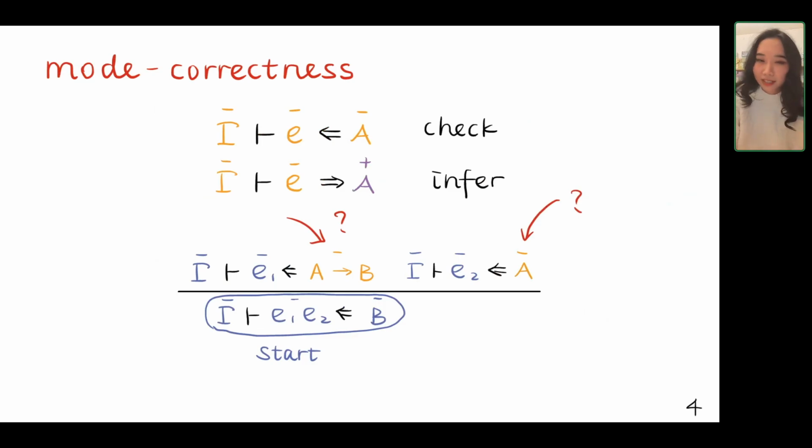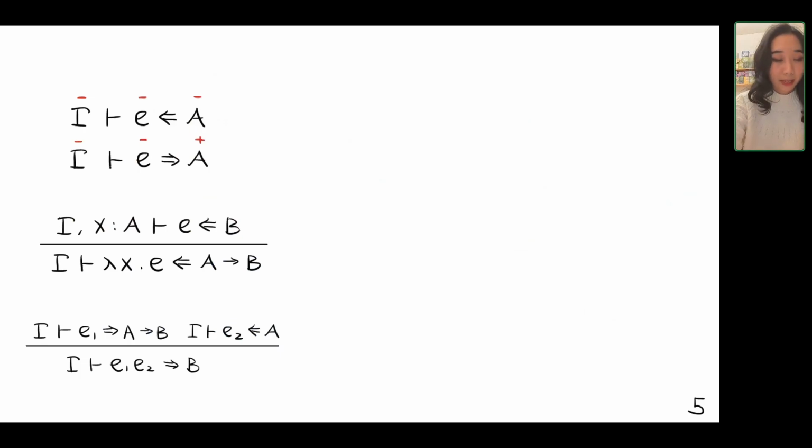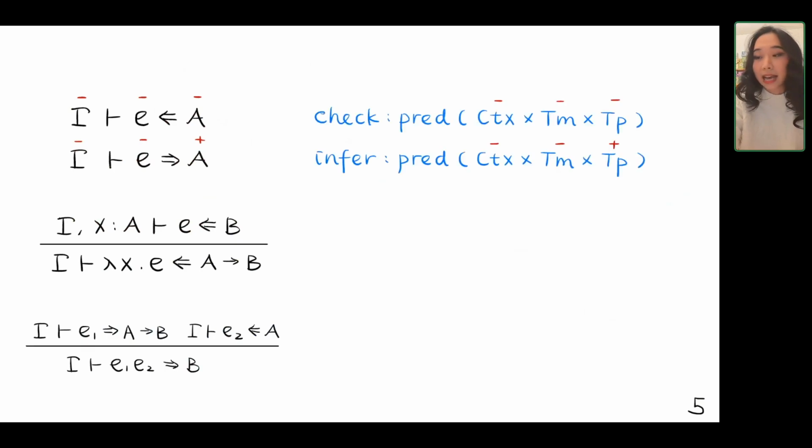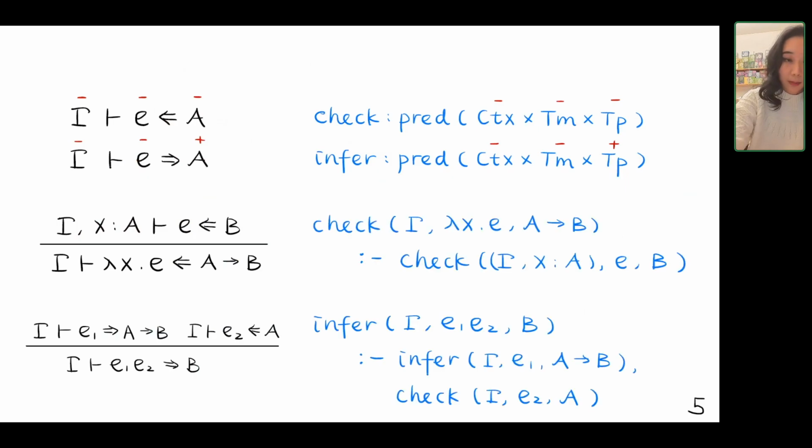And the significance of mode correctness is really that you can see a bidirectional type system as a type checker if you read it bottom up, and it tells you what you're going to do at each step, what are the other goals. And if a rule is not mode correct, you have to guess a type A, which is not ideal. So returning to our previous picture, this is a bidirectional type system, and we can write the new judgments as predicates, so check and infer, and again writing our typing rules as logic programs.